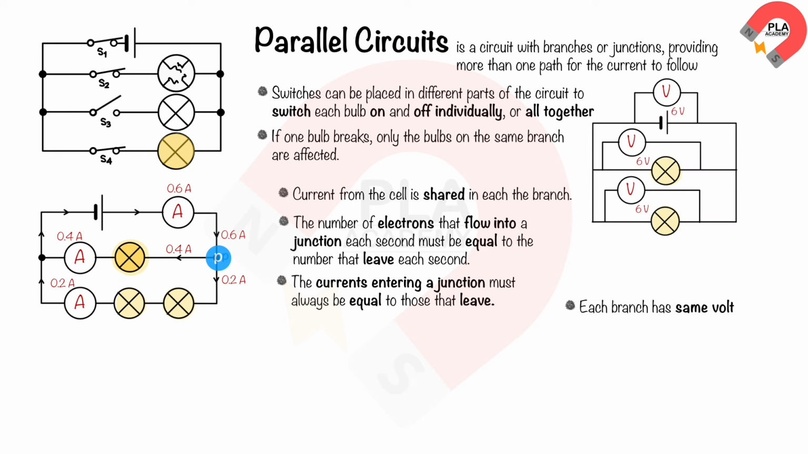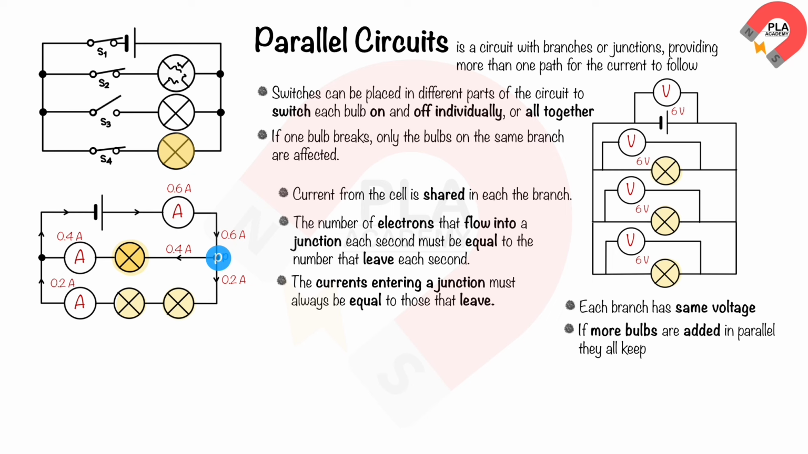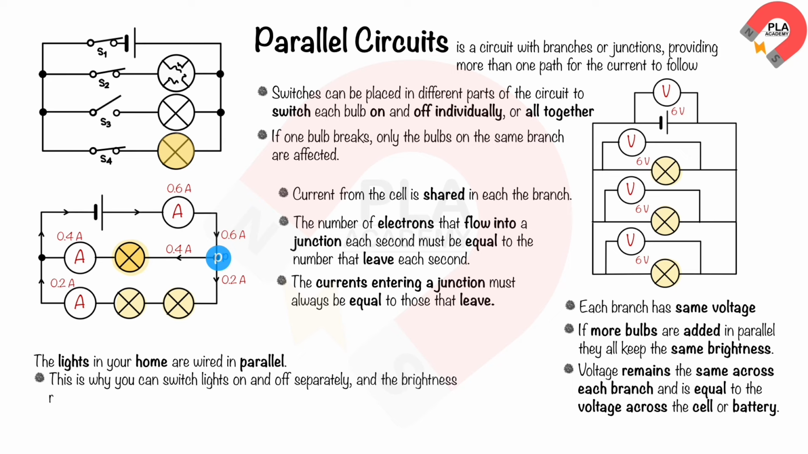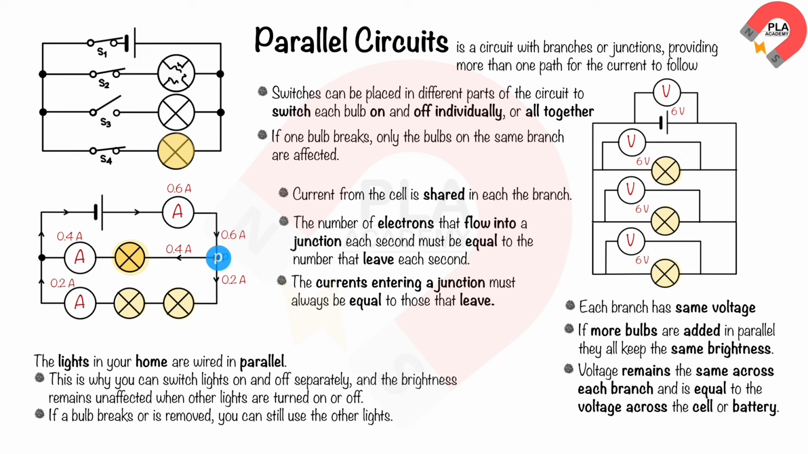Each branch of the circuit receives the same voltage, so if more bulbs are added to a circuit in parallel, they all keep the same brightness. This means that the voltage remains the same across each branch and is equal to the voltage across the cell or battery. The lights in your home are wired in parallel. This is why you can switch lights on and off separately, and the brightness remains unaffected when other lights are turned on or off. Also, if a bulb breaks or is removed, you can still use the other lights.